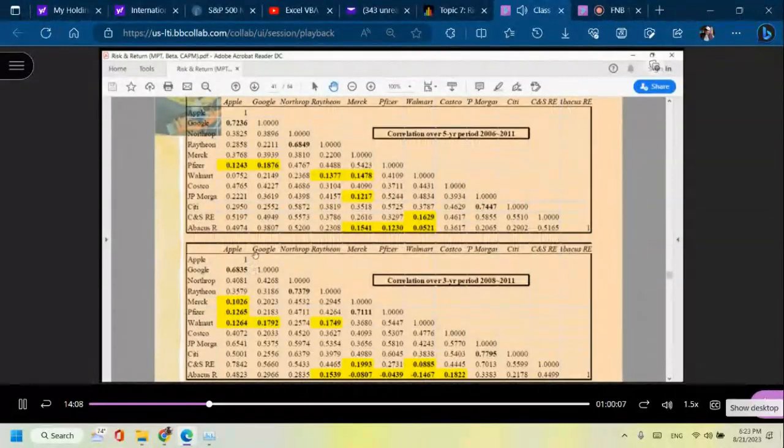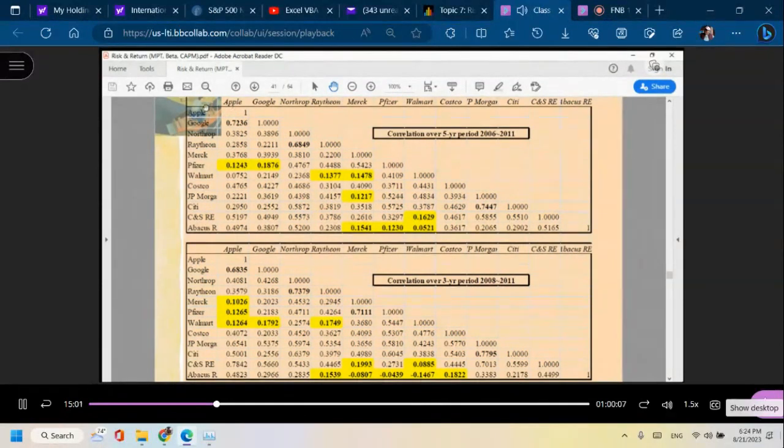So you need to have something that is counter-cyclical, right? Merck and Pfizer are pharmaceuticals. Walmart, Costco, consumer retail. JP Morgan, Citi, financial industries. CNS is real estate, CNS and Abacus are real estate management, right? And what are these numbers? So look at this. Look at the rows and columns. You would see that the rows and columns are basically repeating themselves: Apple, Google, Northrop, Raytheon, Merck. What do rows and columns represent?